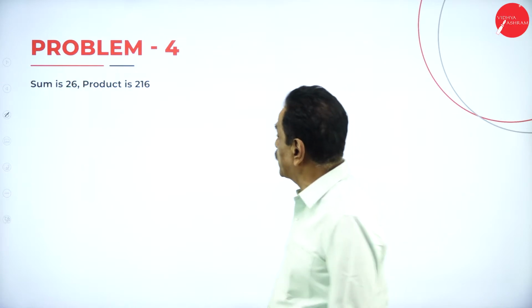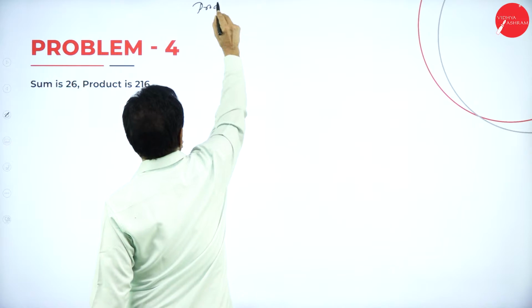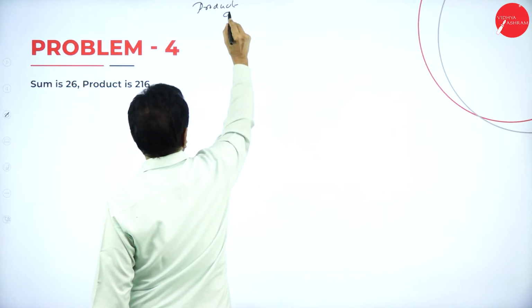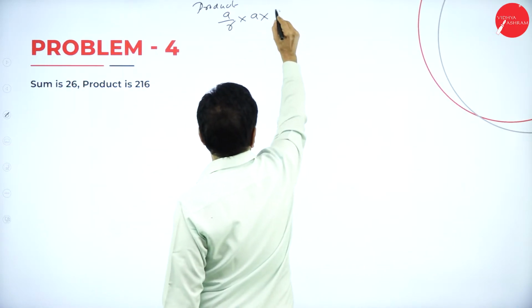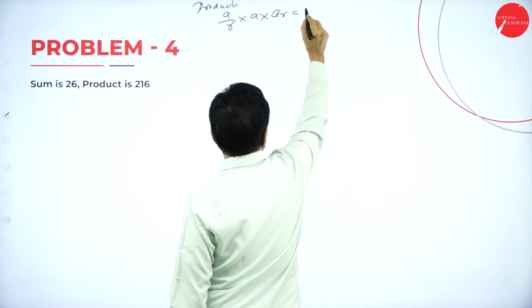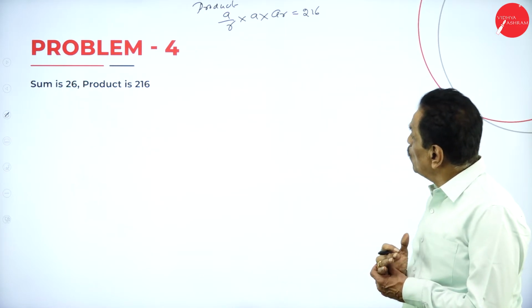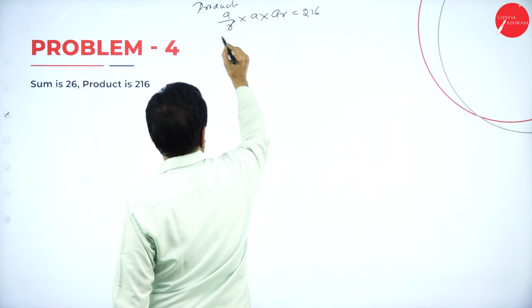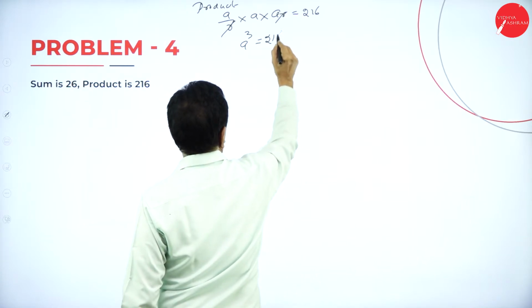Sum is 26, product is 216. So first, the product: A by R into A into AR is 216. Cancel R, and A cube is equal to 216.